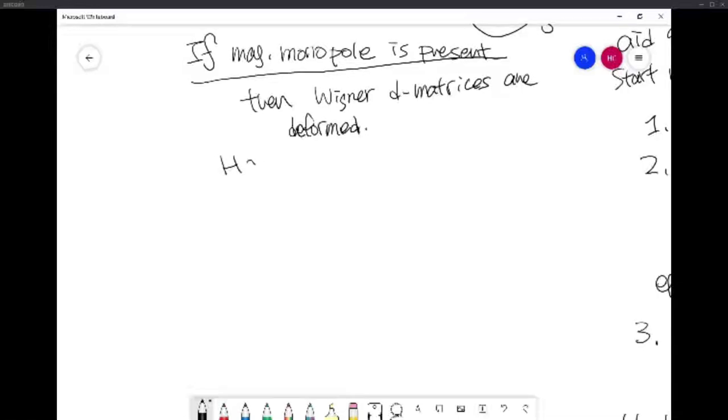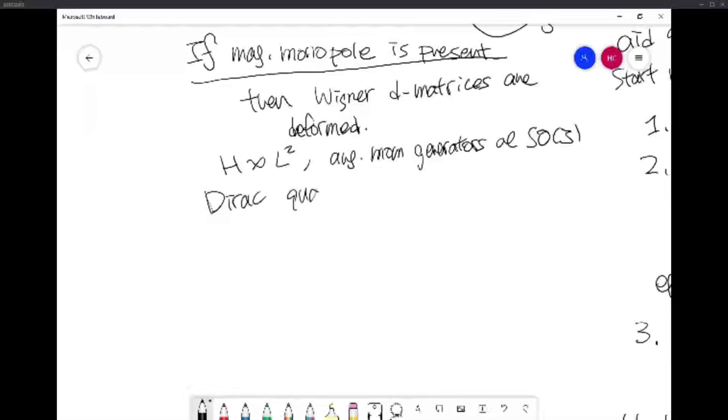Again, we are going to start with a Hamiltonian that's proportional to the angular momentum, your total angular momentum generators of SO3. But of course, we're coupling it to a magnetic field, right? Coupling it to a magnetic monopole. So the picture is this: Dirac quantization. Well, technically, when we say K or 2D winding number or whatever, that is already Dirac quantization that quantizes the magnetic charge.